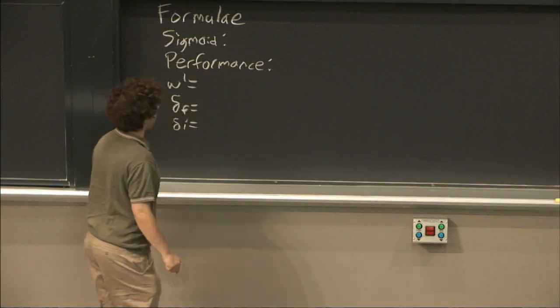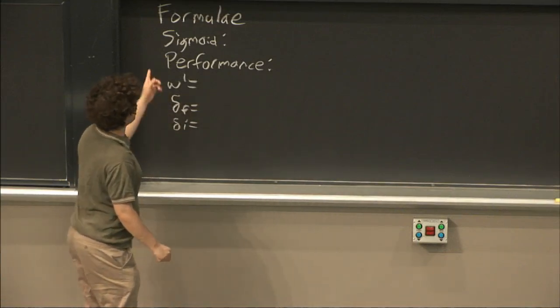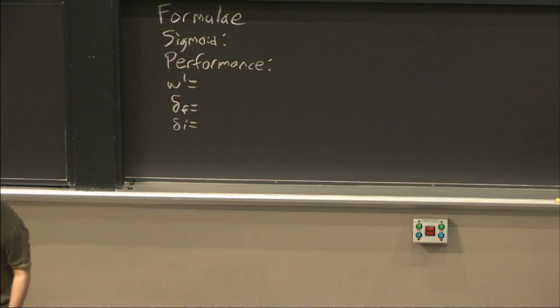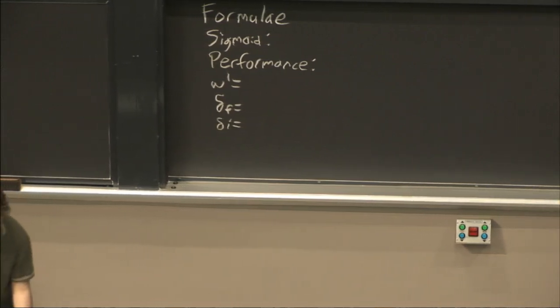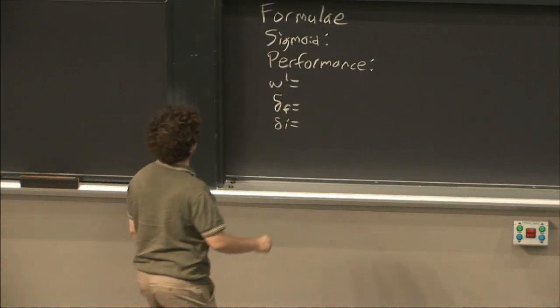So here we go. Let's look at the formula. First of all, sigmoid. Well, our old buddy sigmoid, I just said it a moment ago. Sigmoid is 1 over 1 plus e to the minus x.